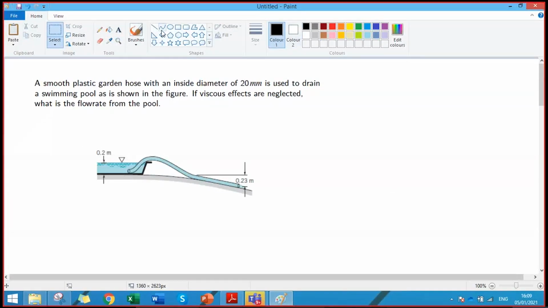So in this problem, you have a smooth plastic garden hose. This is basically a garden hose, a pipe, and small diameter pipes are usually called hoses, with an inside diameter of 20 millimeters. You have placed it in a swimming pool, and due to this slope, this tube is draining the pool. You are required to calculate the rate at which this pool is being drained, the rate at which the flow is happening from this hose. Can you solve this problem?